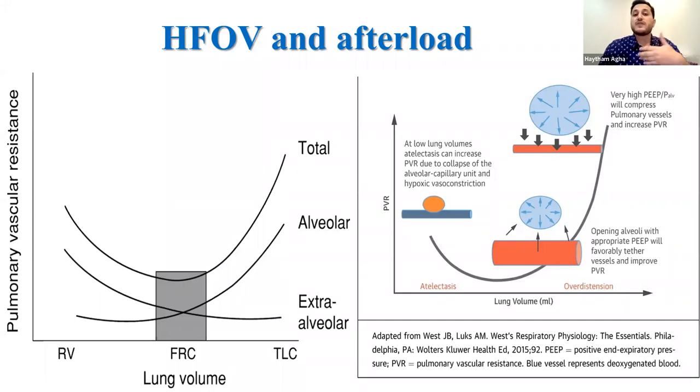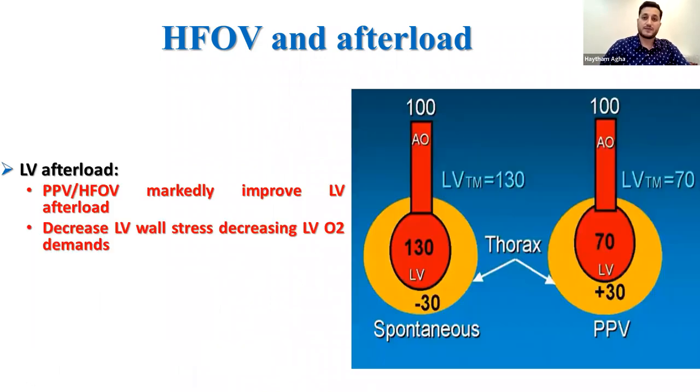But if you are using high frequency oscillatory ventilation in the wrong way, as we mentioned before, and if you use high settings, you will go to the over distension zone. At this point, you will increase the RV afterload.